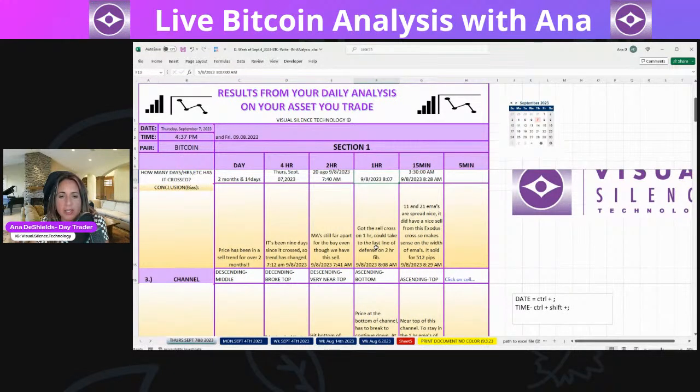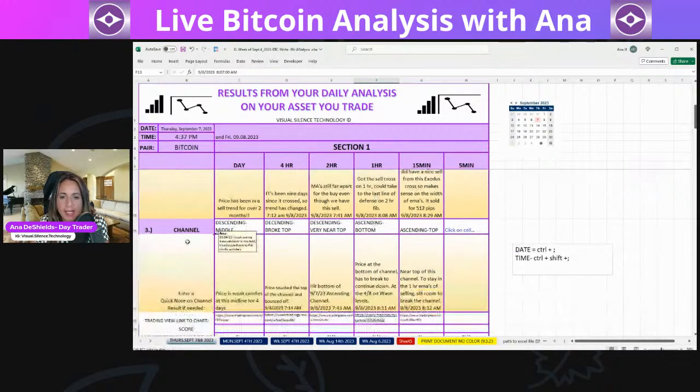But now let's go on to the next confluence that I use, which is the channel. Where was the channel at on these different time frames for Bitcoin today, this morning when I did the analysis? The day is in a descending channel and price is at the middle. On the 4-hour as well, it broke the top for the sell down. On the 2-hour, it's very close to the top. And then the 1-hour, it was at the bottom. Now that was this morning when I recorded this data. And then at the 15-minute, it was at the top.